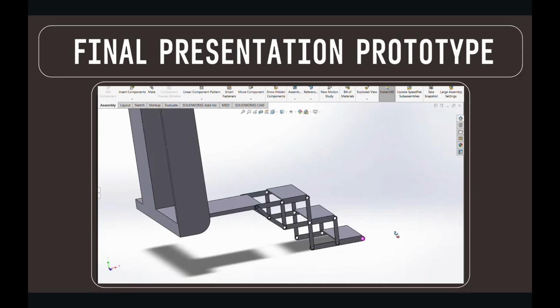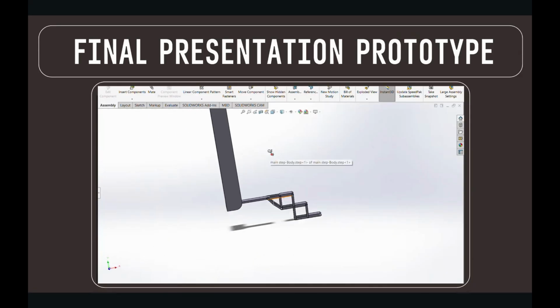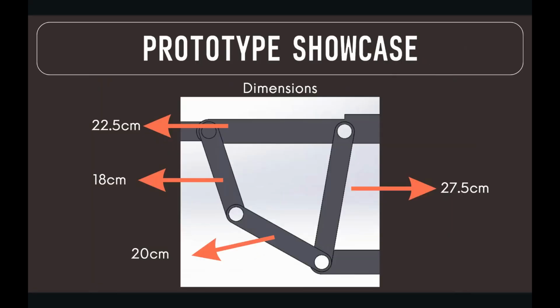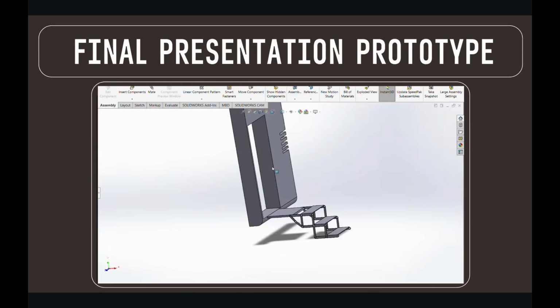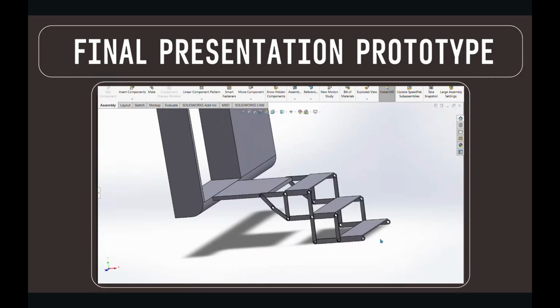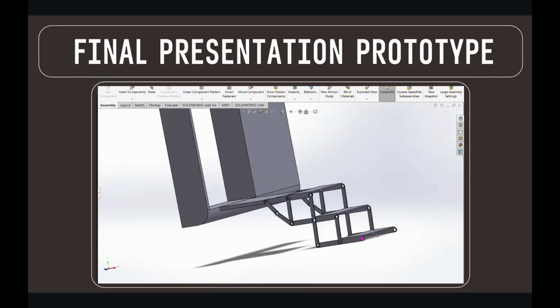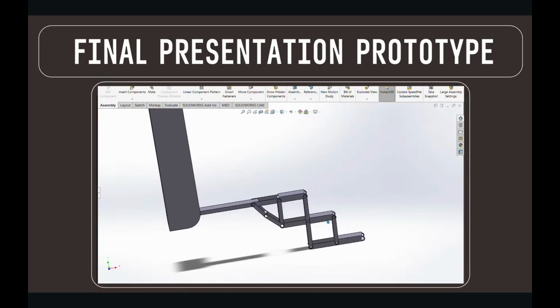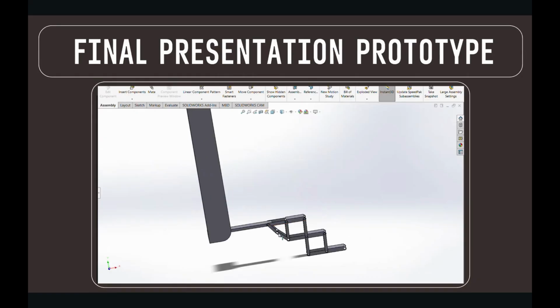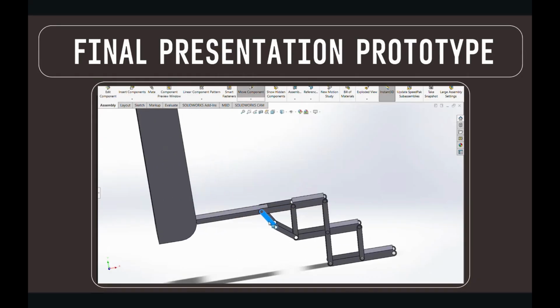Using a simulation tool, we finalized the dimensions. As you can see here, the ground linkage is 22.5 centimeters. The output linkage is 27.5 centimeters. The input linkage is 18 centimeters and the coupler linkage is 20 centimeters. This ensured that the stairs stop close to 90 degrees in open position while still folding back compactly in the closed position. You can see here the simulation of the model.